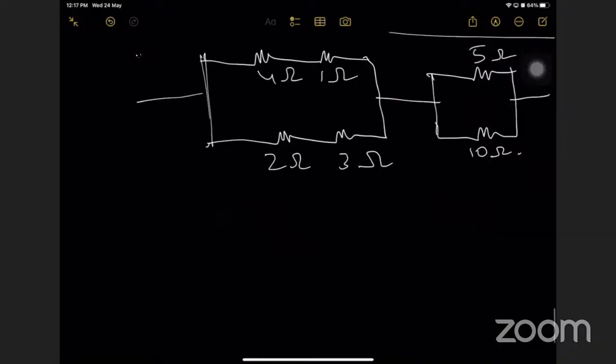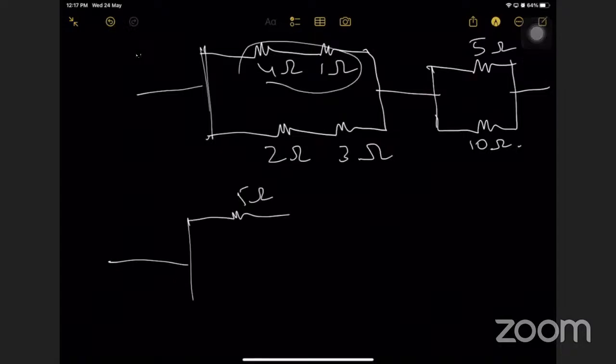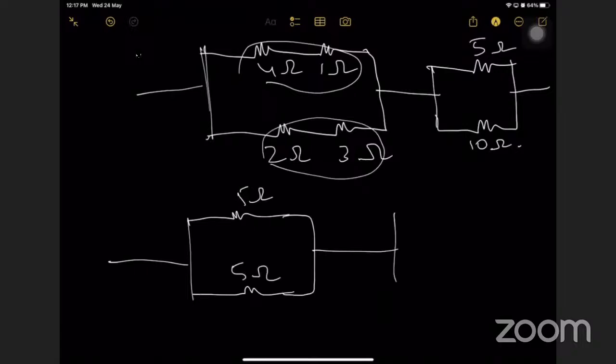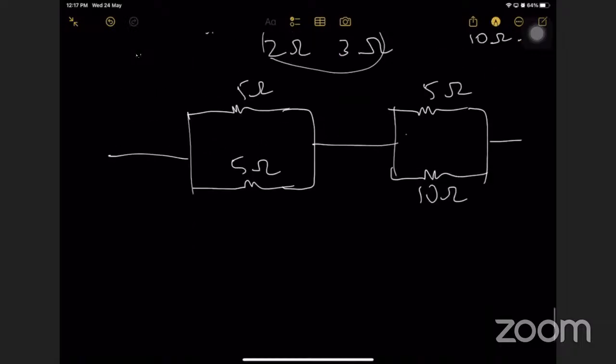Now, let us try to solve it. First of all, combine these two, you will get 5 ohms. Combine these two, you will get 5 ohms. And these two, 5 ohms and 10 ohms. I'm leaving it like this. Now the effective of these two in parallel, we already have done previously, which will be 5 by 2.